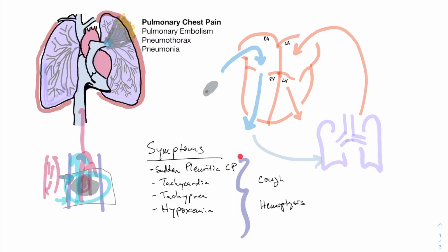Now, aside from these four symptoms, you can also have a little bit of a cough. And if the actual lung tissue becomes infarcted, meaning it dies, you can also have hemoptysis.